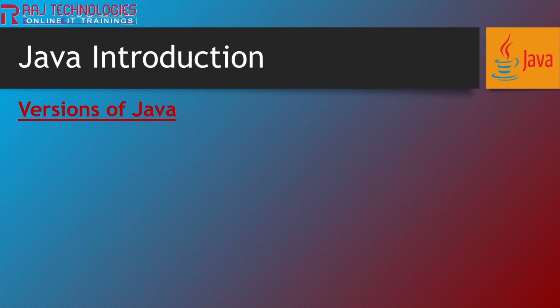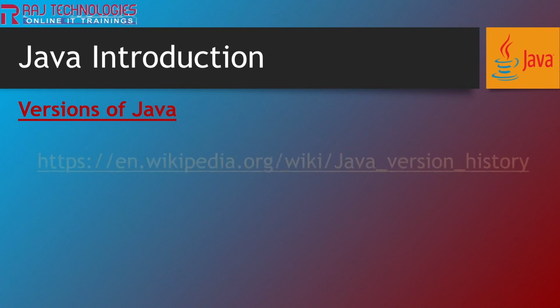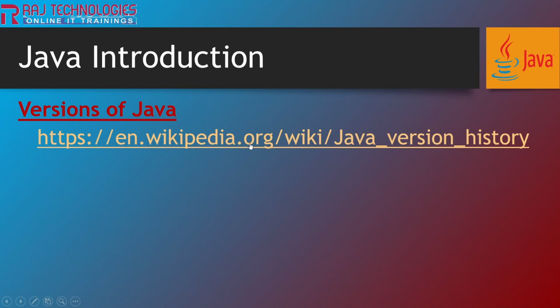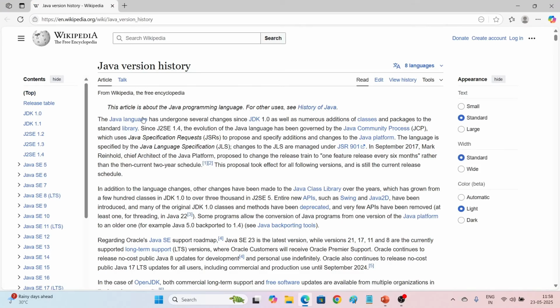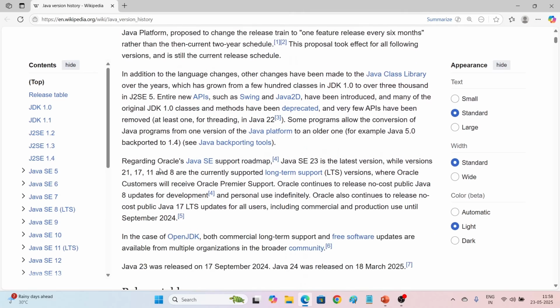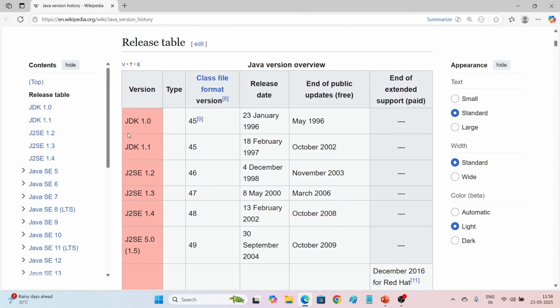Coming to versions of Java, you can know the versions of Java using this Wikipedia link, where you can see the Java version history. You can find the complete Java version history in this article. If you scroll down, you can see the release table. See here, it started with JDK 1.0. JDK means Java Development Kit, and the first release was on 23rd January 1996. Similarly, you can find the other versions like JDK 1.1, J2SE, which means Java 2 Standard Edition 1.2. So instead of JDK, they started calling it J2SE 1.2, and it was on 4th December 1998.